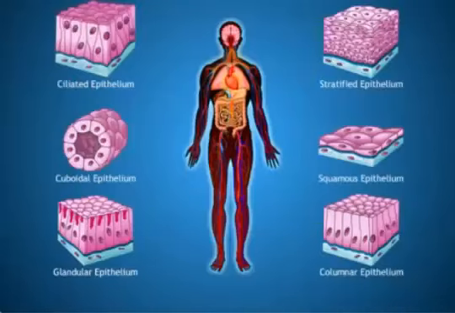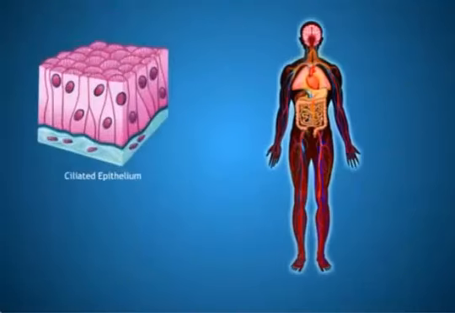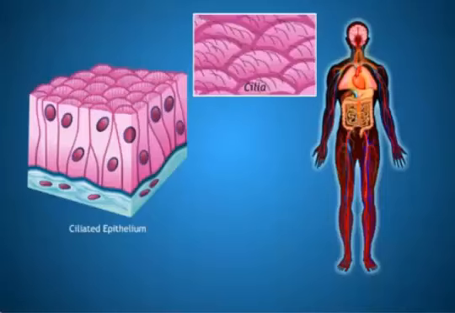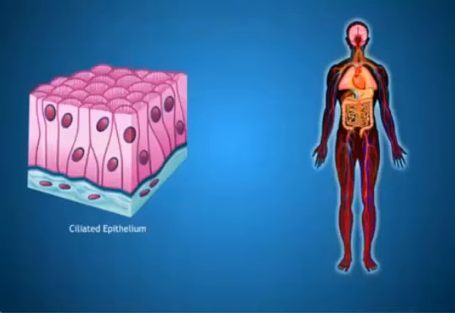This is the lining of the respiratory tract, where ciliated epithelium tissue is found. These tissues are actually columnar cells with hair-like projections called cilia. Cilia are motile, and this movement pushes the mucus forward into the nasal tract to clear it.